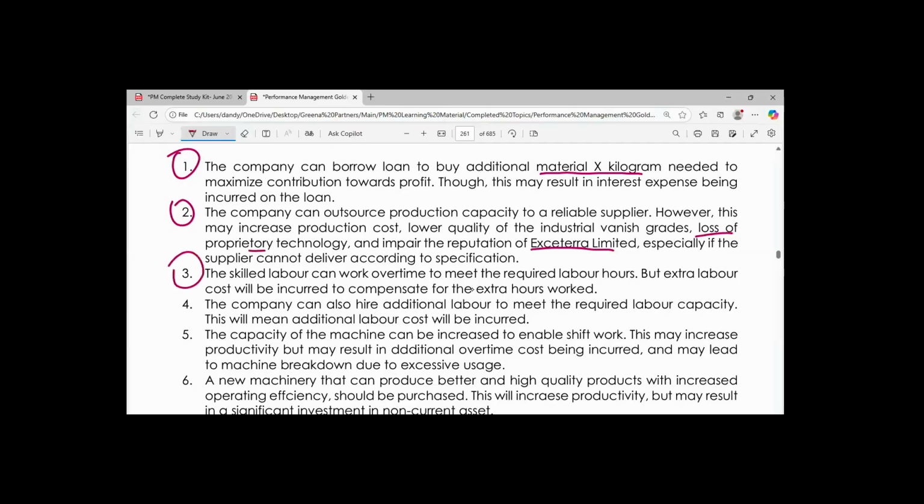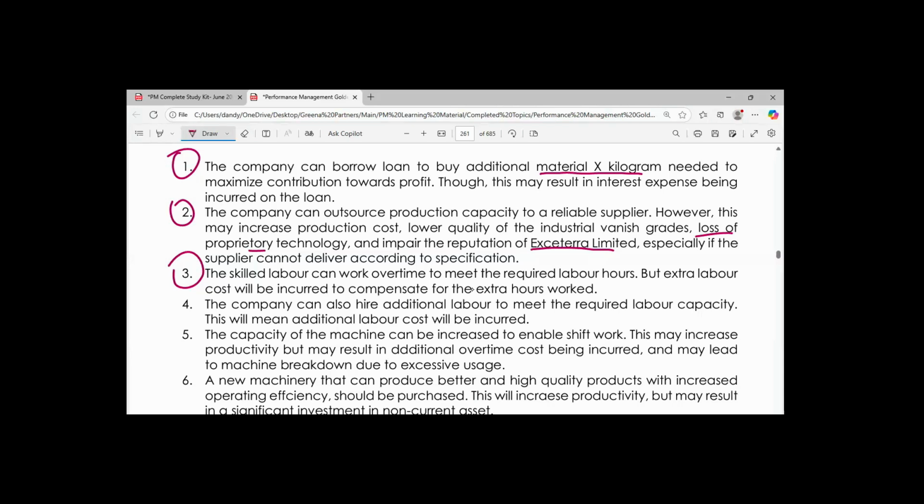Then number three, skilled labor can work overtime to meet the required labor hours. For skilled labor, we only have 48,000 hours. So how do you overcome that constraint? You need to ask the skilled labor to work overtime. Of course, there will be overtime cost to compensate for the extra hours worked.